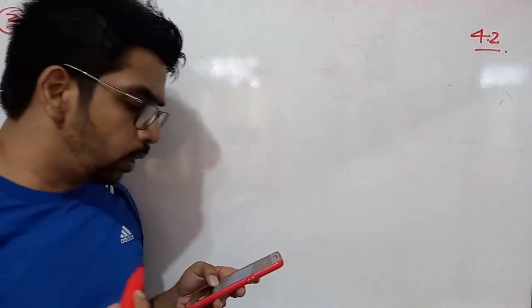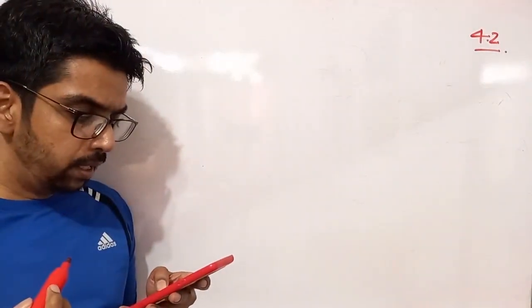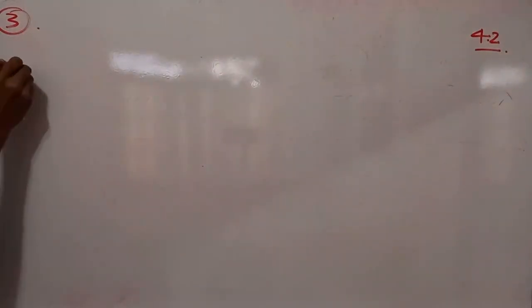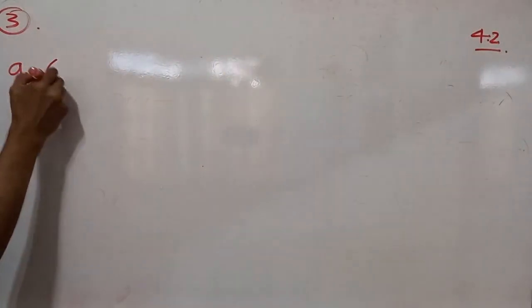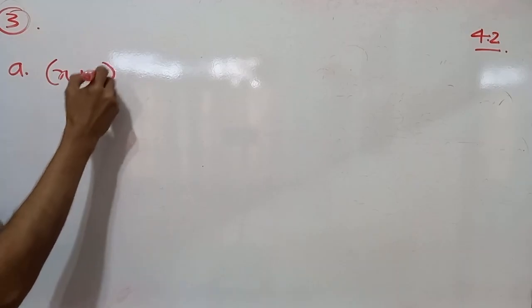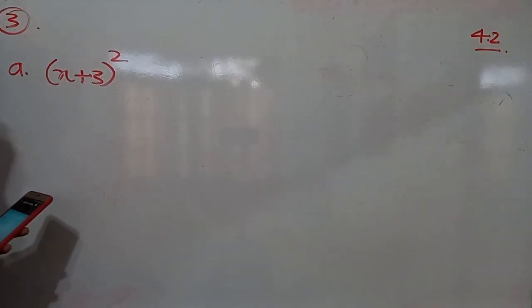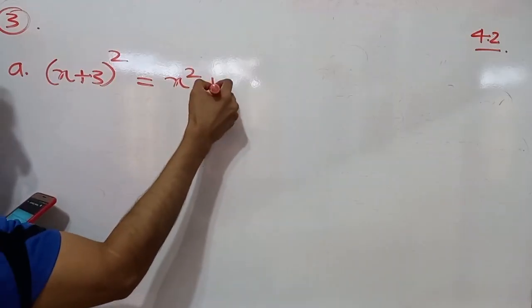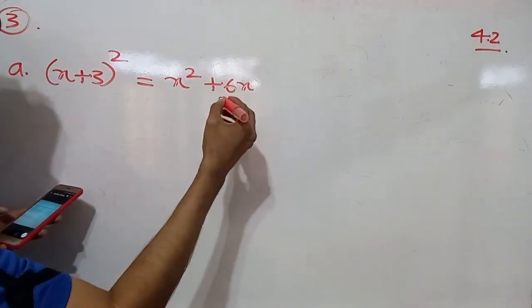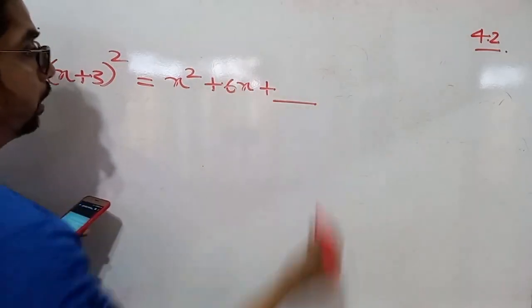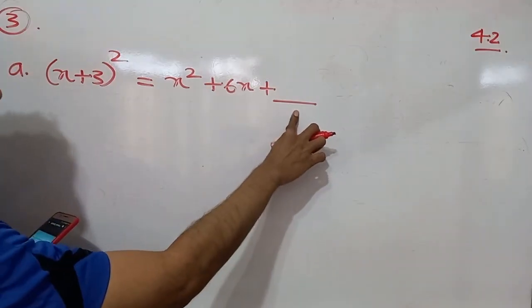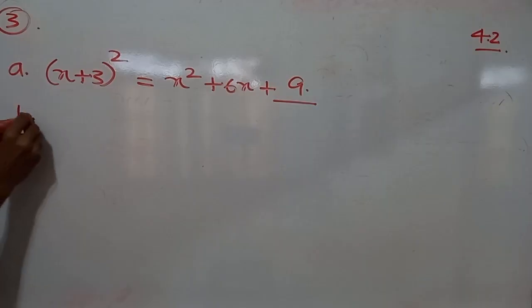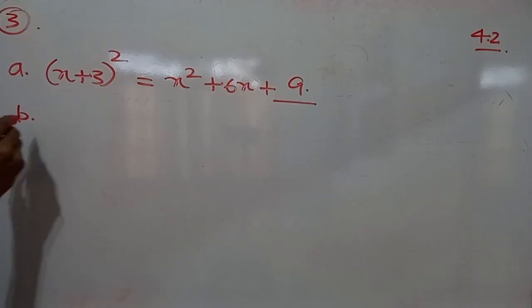Write down the term suitable for the blank space in each of the expressions. Right, so we have several parts. So part A. So we have x plus 3 whole thing square, right? So we have been given x squared plus 6x, right? So this is the last term, that's the thing they are asking. So we know this should be what? 9, right?